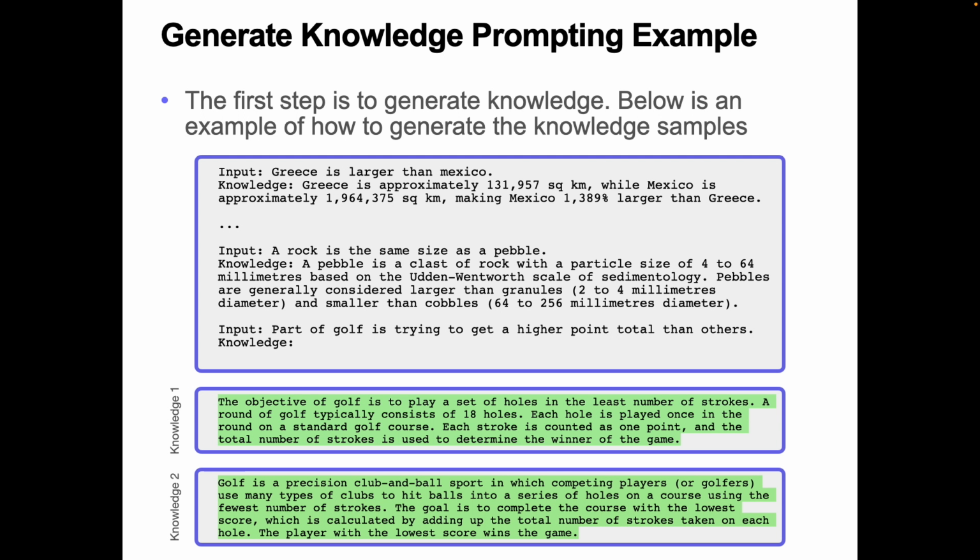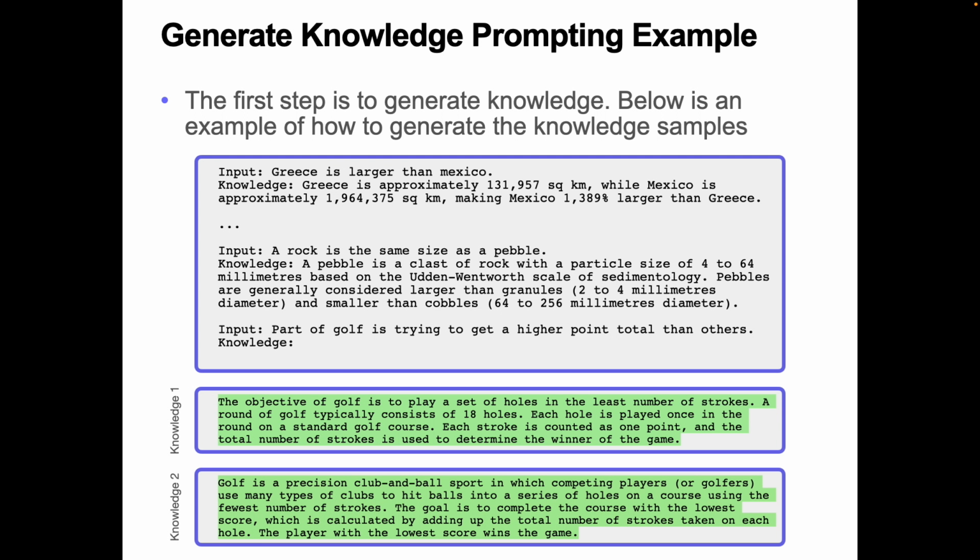So as an example, we can see here that for this type of prompting, what we do, as the first step, is to generate knowledge. So we can use a pre-trained language model. We can give it some kind of prompt template. In this case, we have a couple of examples.